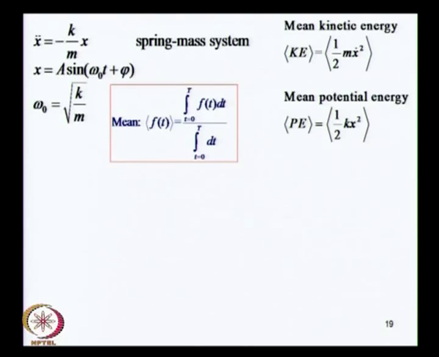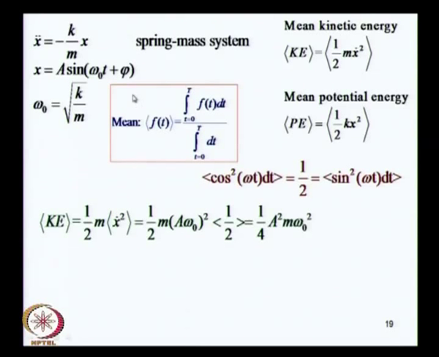So, in one case you need the average of the sine square function, and in the other you need the average of the cos square function, and over the entire angle of 2 pi this average is exactly equal to half for both the sine square as well as the cosine square. So, this enables us to determine the average kinetic energy by taking half m times the average of x dot square, and this will turn out to be, this is elementary algebra, I will let you work out the details, 1/4 a square m omega 0 square.